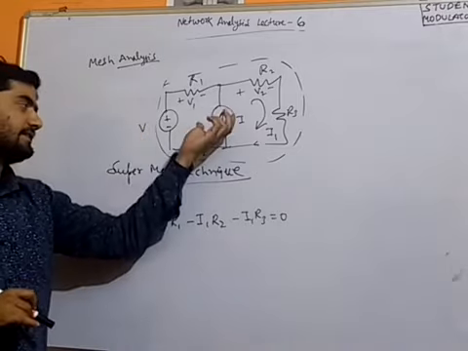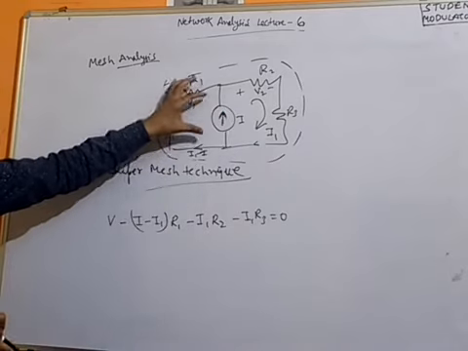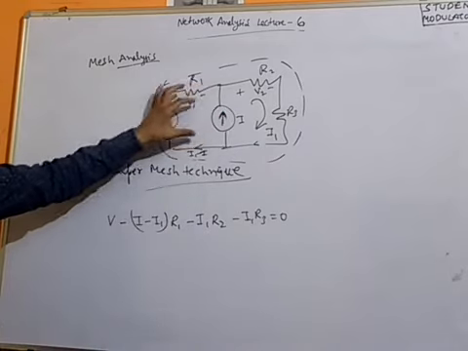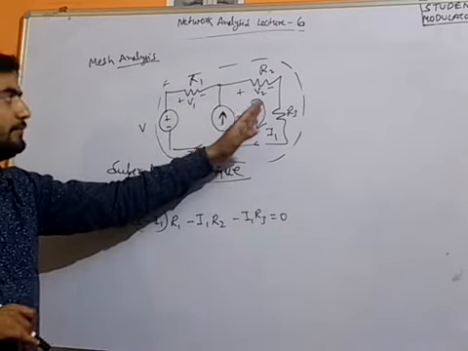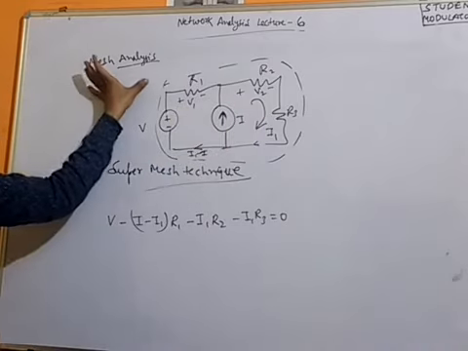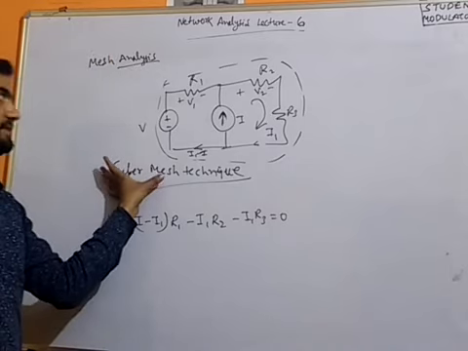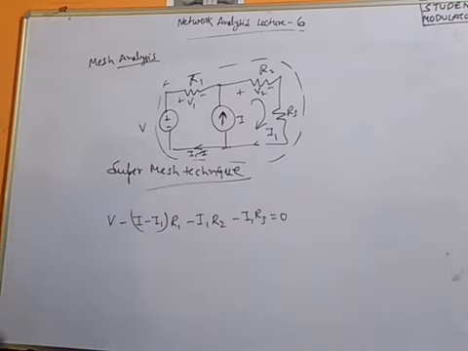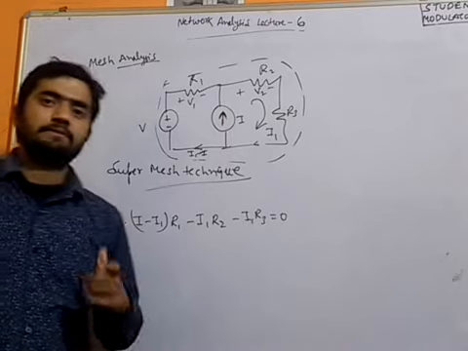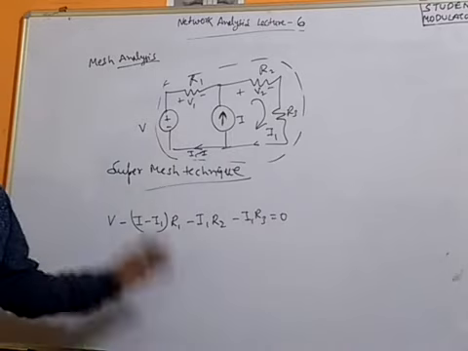So for this type of network, where there is a current source in the common branch of two meshes, mesh analysis fails, and instead of mesh analysis we apply the supermesh technique. So this was the special case. Now I am taking one example from a previous GATE exam related to mesh analysis.